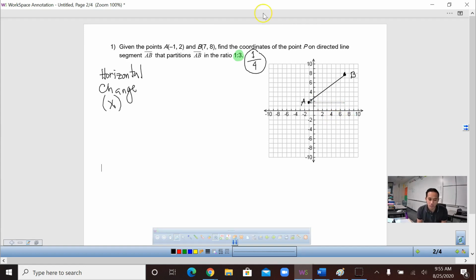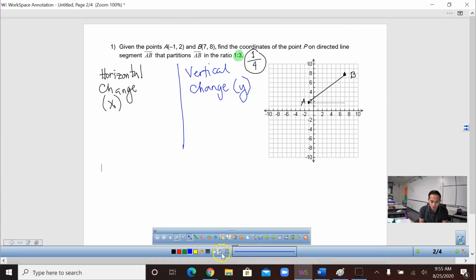You just focus there. And then the next one would be your vertical change. Your vertical change pertains to the value of y. So it pertains to the y change. If I'm going to graph that again, I'm going to do a dotted line from this point, and we have to get the change until here. Okay, so that is how we are going to partition.